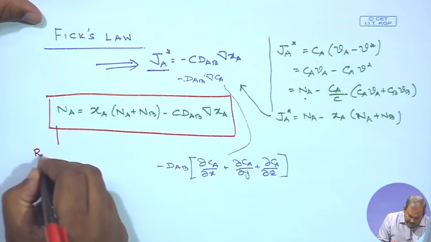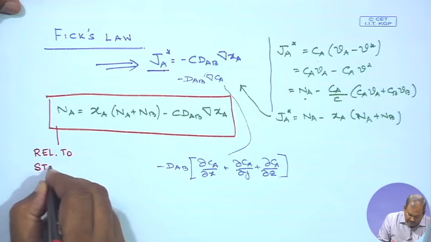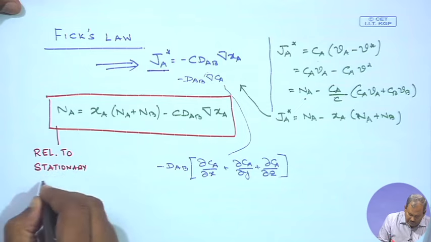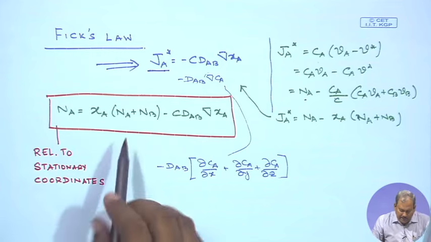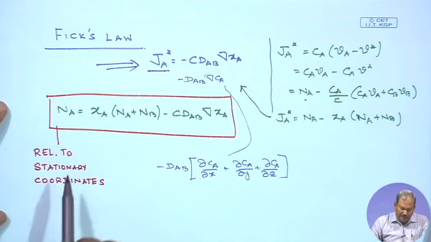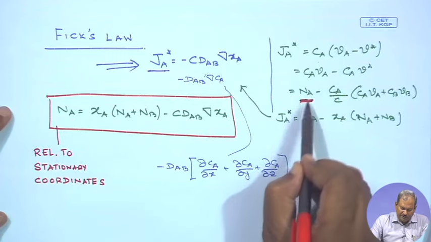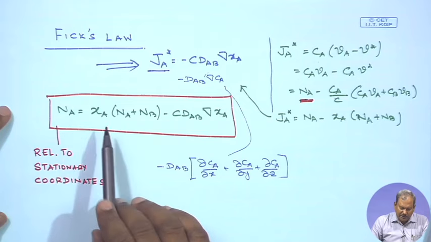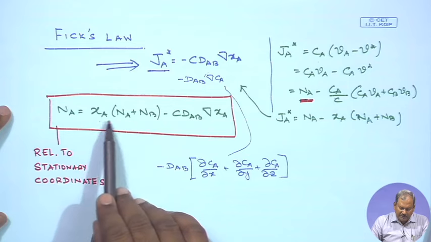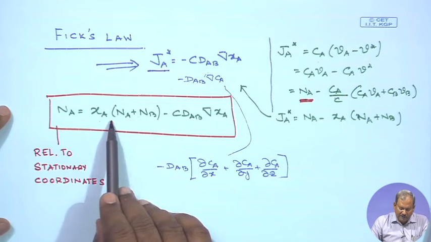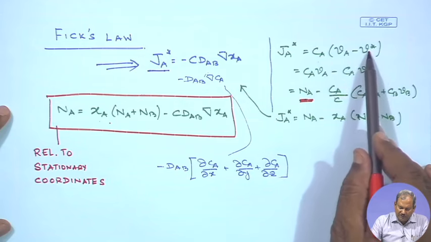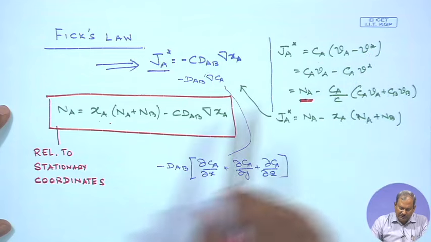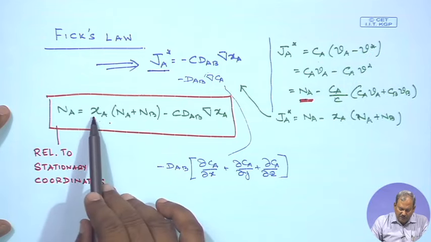So, this N_A is relative to stationary coordinates, and what it tells is that the molar flux of component A relative to stationary coordinates is an algebraic sum, with x_A times (N_A plus N_B) being the flux due to the bulk motion of the fluid. So, C_A times V star denotes the molar average velocity. If you have a bulk motion present in the fluid, it is also going to contribute to a flux of A.